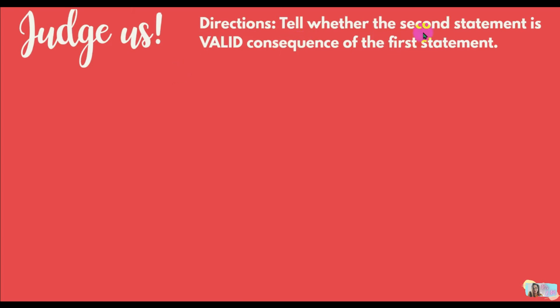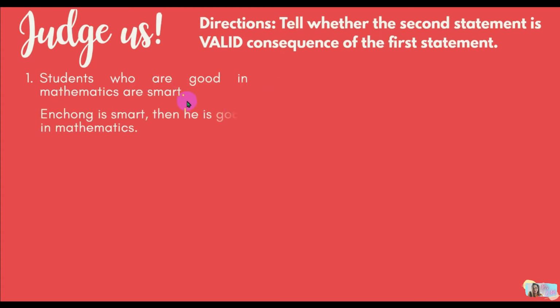Judge us. Tell whether the second statement is a valid consequence of the first statement. Number 1. Students who are good in mathematics are smart. Second statement is, Enchong is smart, then he is good in mathematics. Compared to our first statement, the second statement is invalid. Okay? Because hindi naman sinabi na si Enchong ay good in mathematics, so we cannot consider him as smart from this example only. Okay?